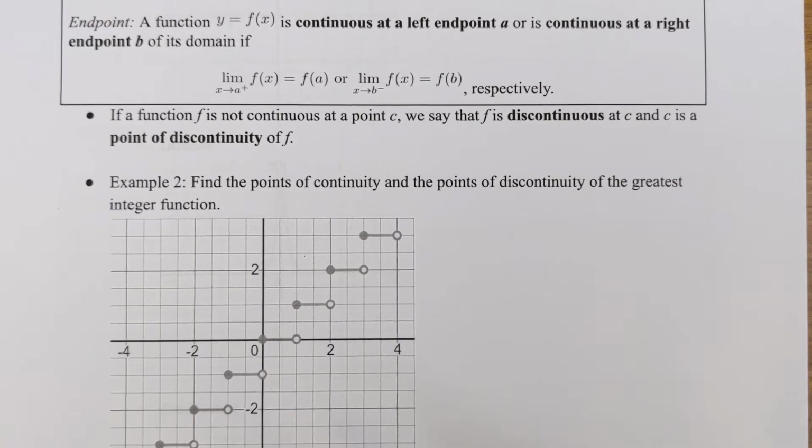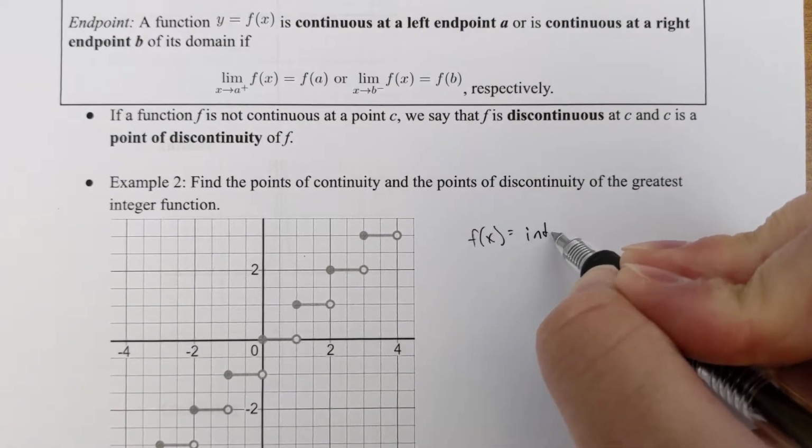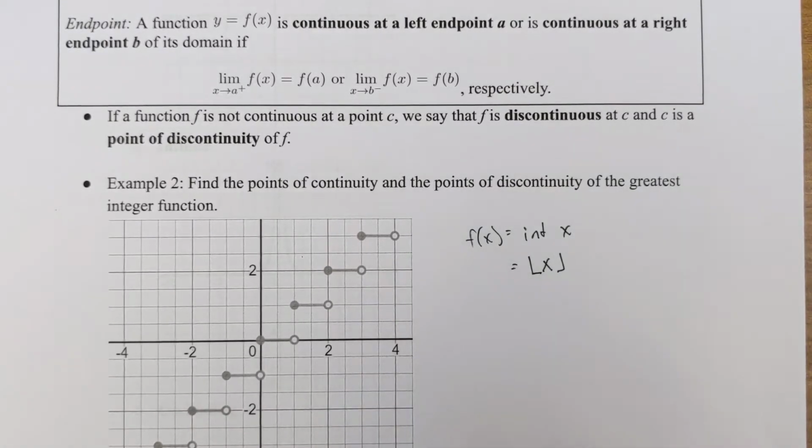So example 2, find the points of continuity and the points of discontinuity of the greatest integer function. What the greatest integer function is, it's sometimes written one of two ways. It's either int x, or sometimes it'll look like this. It's referred to as the floor function. It rounds all values down. So if you look here, between 0 and 1, all the values are rounded down to 0. Even 1.99999, all rounded down to 0. So essentially the greatest integer function finds the greatest integer less than the number you're talking about. So for 2.7, the greatest integer would be 2, because that's the biggest whole value less than 2.7.